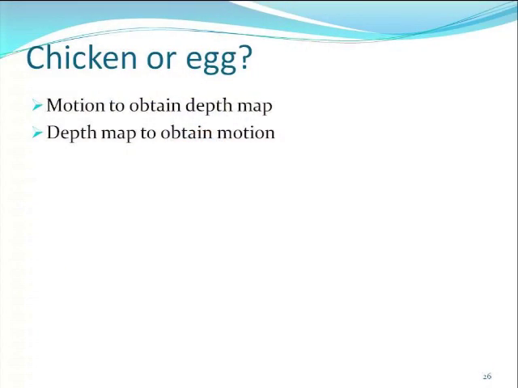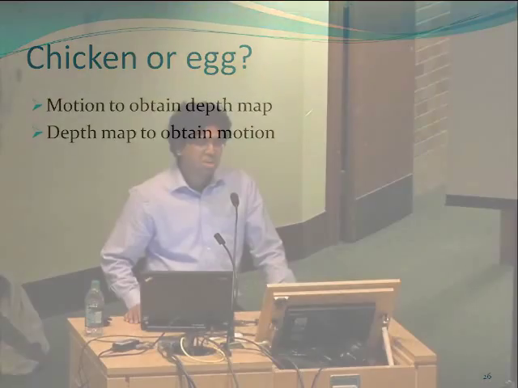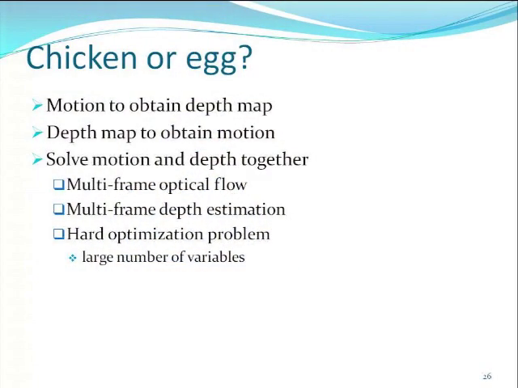So what we have done is basically created this chicken or egg problem. What we said was, if we have motion information, we can get the depth map. And then we said, if we have depth information, we could obtain motion information. But then the question is, how do we estimate them? So one way would be a unified framework to solve motion and depth together, where we would want to solve multi-frame optical flow and multi-frame depth estimation together.